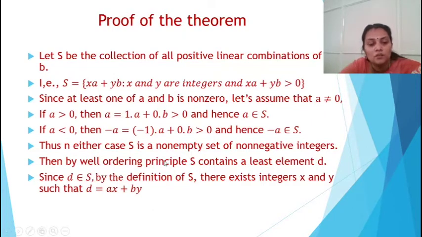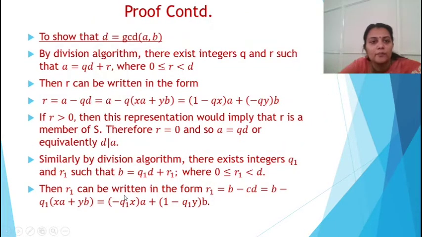Therefore, by the well-ordering principle, S contains a least element D. Since D is an element of S, by definition of S there exist integers x and y such that D equals ax plus by. Now we have to show that D is the GCD of A and B. By the division algorithm, there exist integers q and r such that A is equal to qd plus r, where 0 is less than or equal to r less than d.